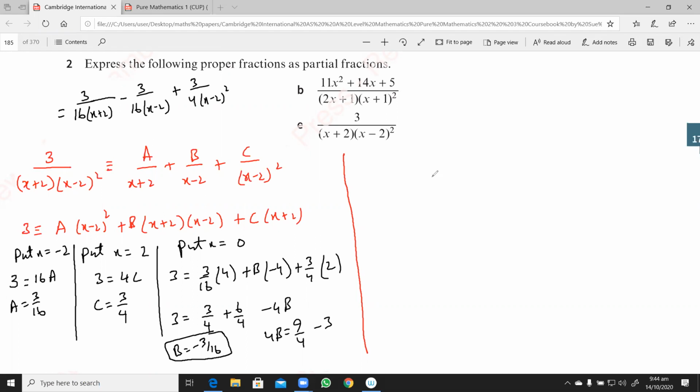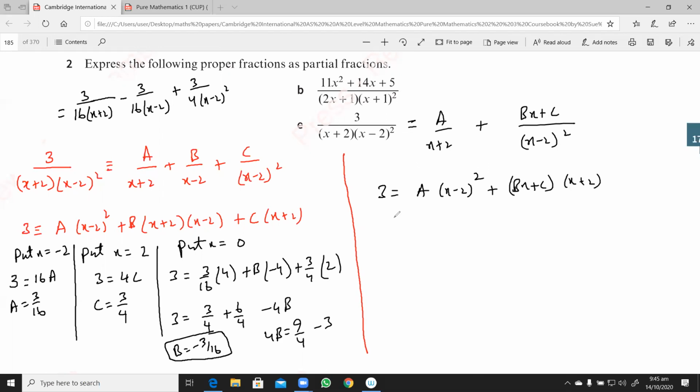Now let's do this quickly through the second method where we just keep two fractions, okay? So this will be a over x plus 2 and simply bx plus c over x minus 2 whole square. When you want to write the minimum number of fractions, you will apply that third stage method, okay? So this 3 is going to be a into x minus 2 whole square, and then you have bx plus c into x plus 2.